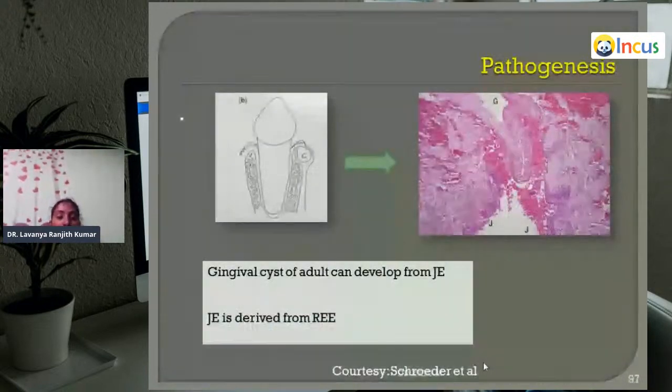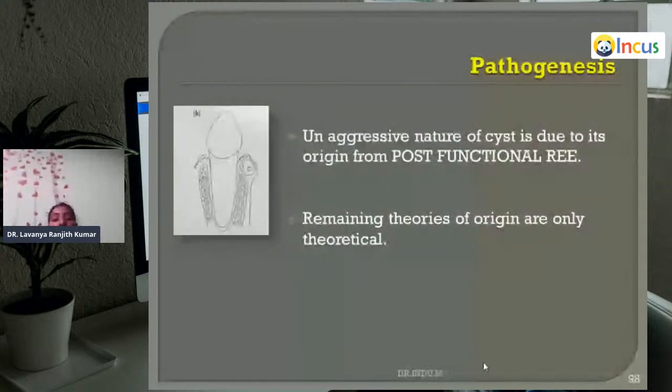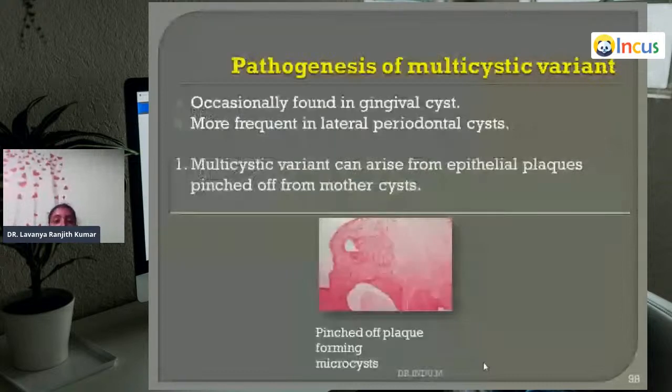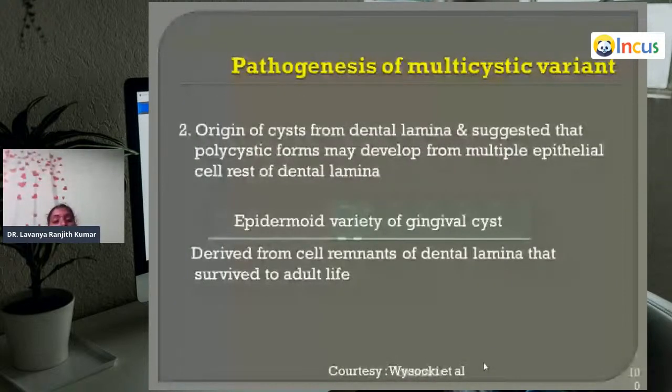Coming back to the pathogenesis again, gingival cyst of adult can develop from the junctional epithelium, and it is derived from the reduced enamel epithelium. The unaggressive nature of the cyst is due to the origin from the post-functional epithelium, and the remaining theories of origin may be theoretical. The multicystic variant is occasionally found in the gingival cyst, most frequently in the lateral periodontal cyst, and arises from epithelial plaques pinched off from the mother cyst. It originates from the dental lamina, suggesting that the polycystic forms may develop from multiple epithelial cell rests of the dental lamina.